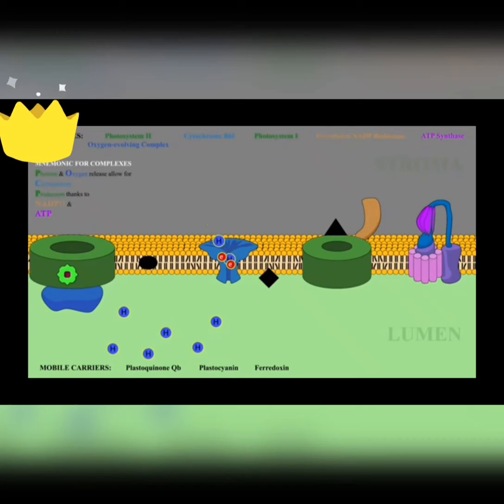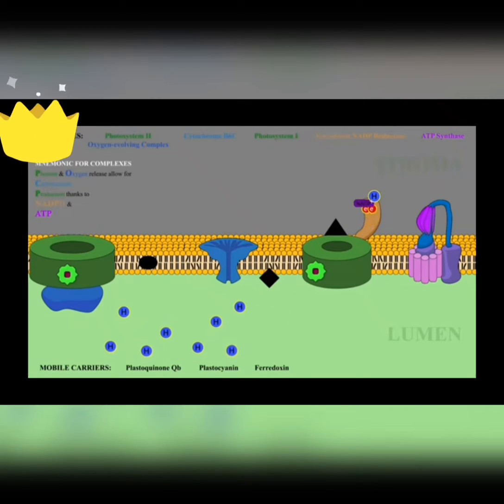Next, QB picks up two excited electrons from the reaction center chlorophylls in photosystem 2, along with two protons from the stroma, and shuttles them to cytochrome b6f. Here the plastoquinol passes the electrons to the complex and releases the two protons into the lumen. Cytochrome b6f then adds a further two protons into the lumen, further building up the gradient. Plastocyanin now picks up the two electrons and transfers them to photosystem 1.